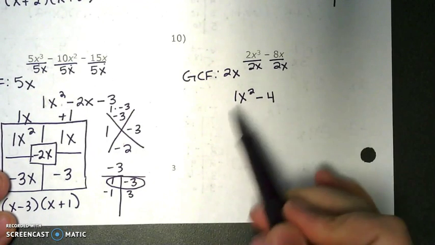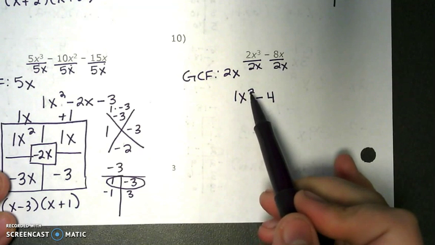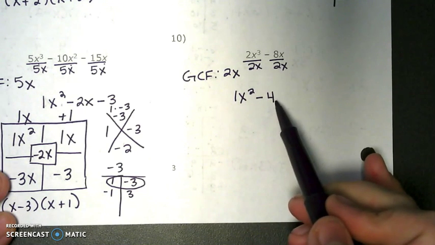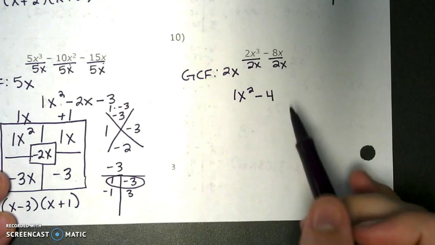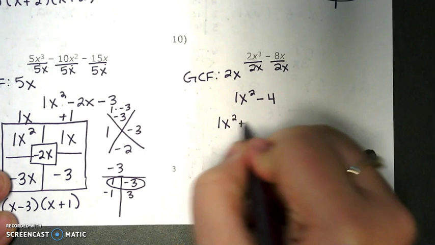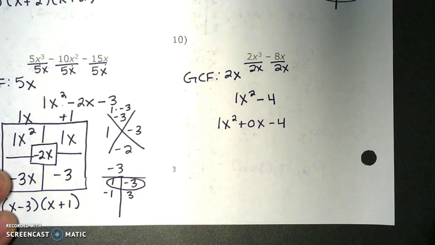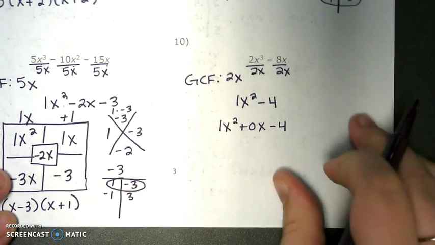If you notice, a is here because a is always in front of x squared, and c is here because it's the constant. What we're missing is b. Well, if b's not there, we know that there's a 0. So we can rewrite this as 1x squared plus 0x minus 4.